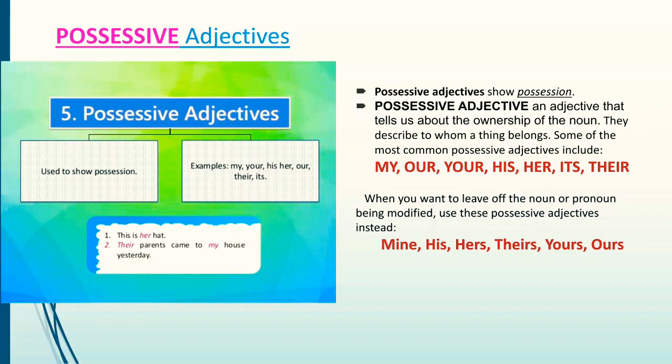Possessive adjectives. Possessive adjectives show possession. These adjectives tell us about the ownership of the noun. They describe to whom a thing belongs. Some of the most common possessive adjectives include my, our, your, his, her, its, their.